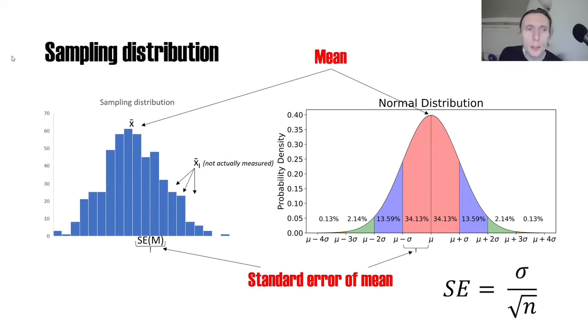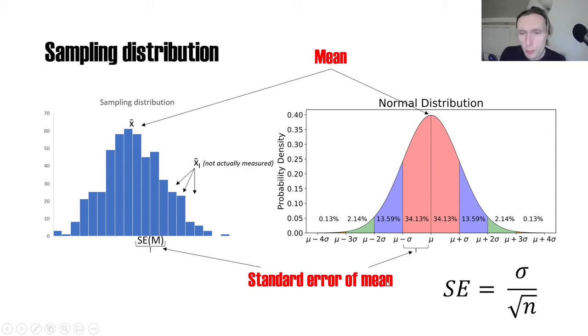Now, what is then the difference between a single sample distribution and a sampling distribution? Well, the thing is that in a sampling distribution, how broad this normal distribution is, how much it goes to the left and how much it goes to the right, is not the standard deviation, but it's called the standard error of mean.